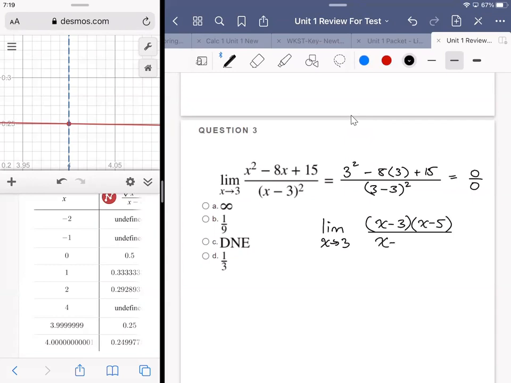Kind of cheated there a little bit. Not in the sense that I knew what the answer was, but in the sense that if I knew something was going to cancel, well, one of the factors would have to be x minus 3. So the other one had to be x minus 5, because negative 3 times negative 5 would give me the positive 15 that I need. So, little things like that.